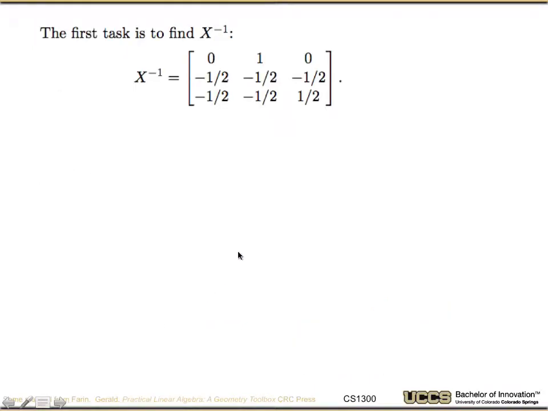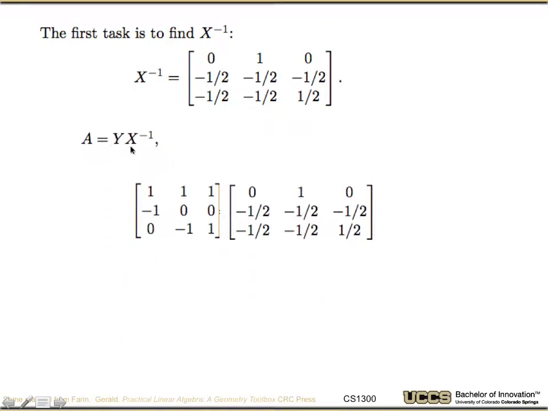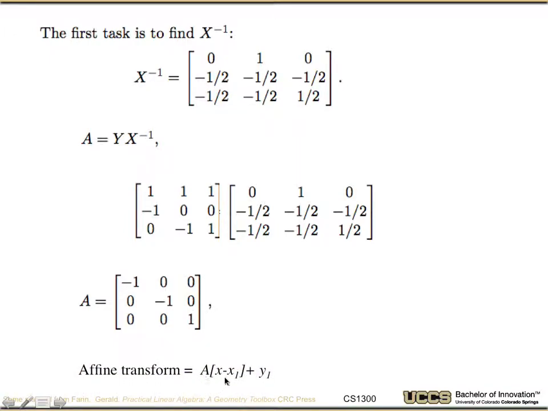I can go ahead, use Gaussian elimination or one of our other techniques to solve that, find its inverse. So here I have its inverse. And then I can just take A is equal to y times x inverse, which gives us that A is equal to minus 1, 1 down the diagonal and zeros everywhere else. And our overall affine transformation is x minus x1. So you take a point x from the x space, subtract x1, multiply by A, and then add y1, and that gives us our final point.